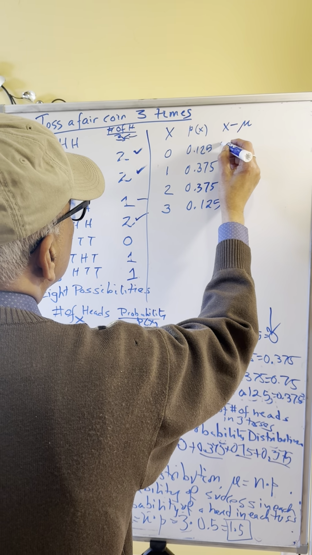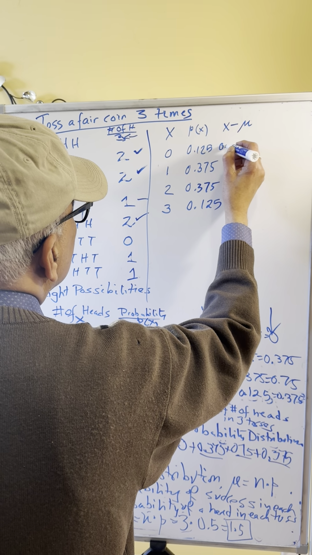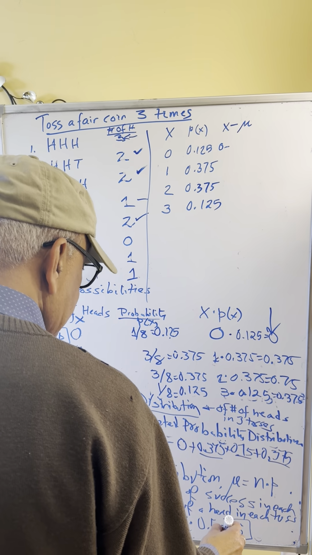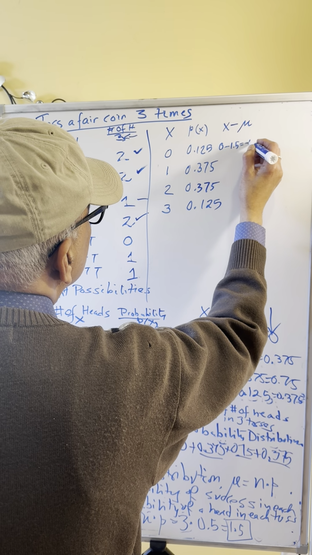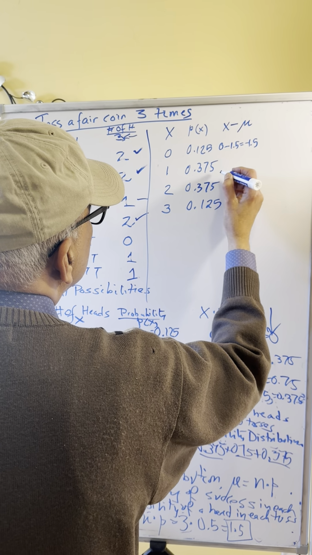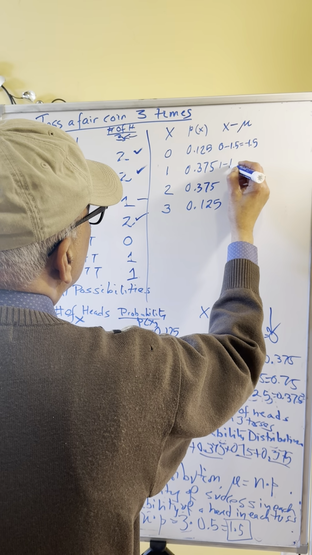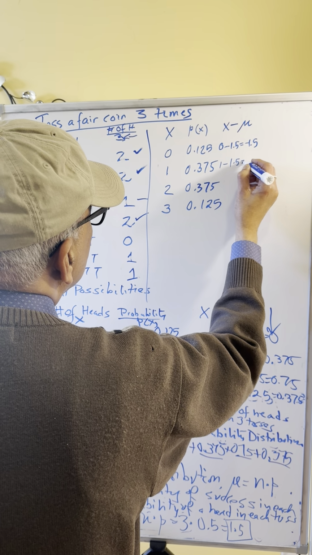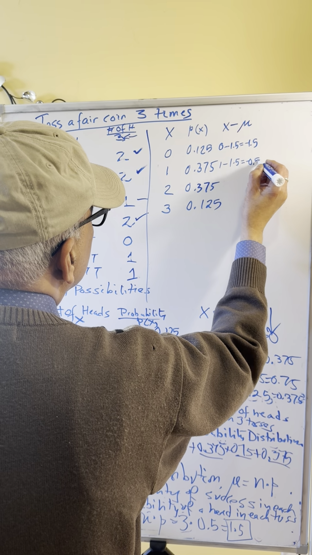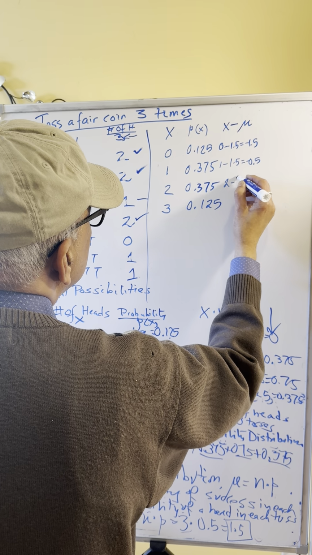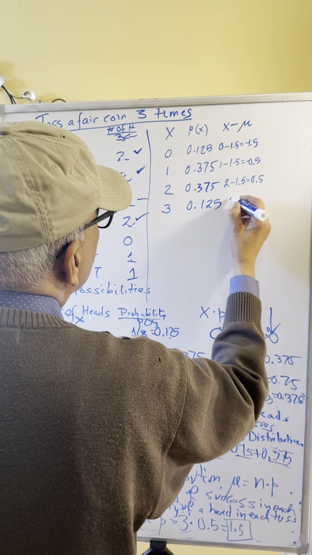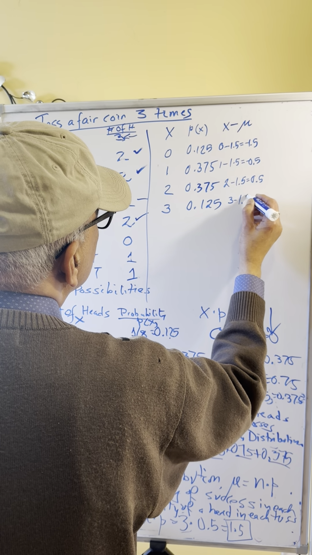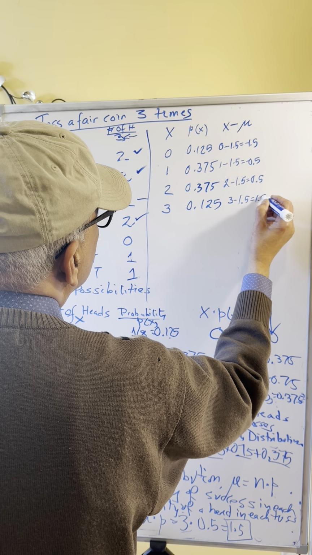So for example, this one will be 0 minus mu, already we have established is 1.5. So this is minus 1.5. This one will be 1 minus 1.5 or minus 0.5. This one will be 2 minus 1.5 is 0.5. And this one will be 3 minus 1.5 or 1.5.